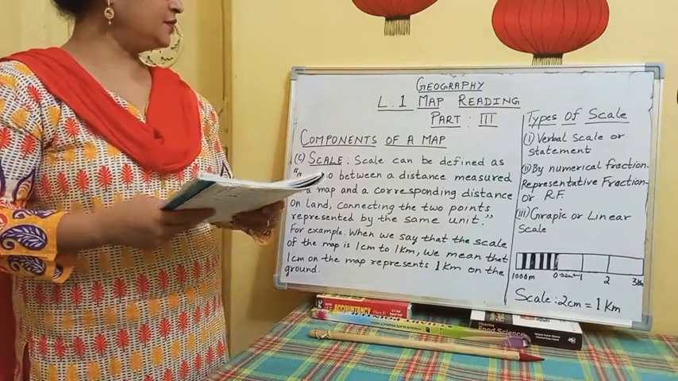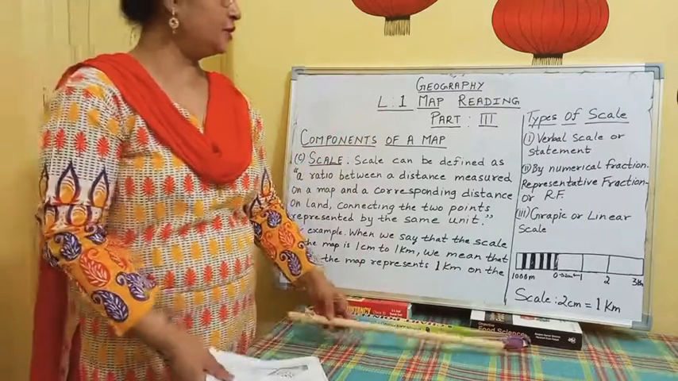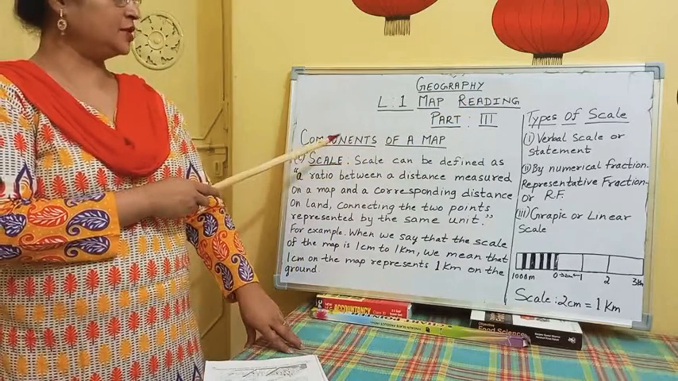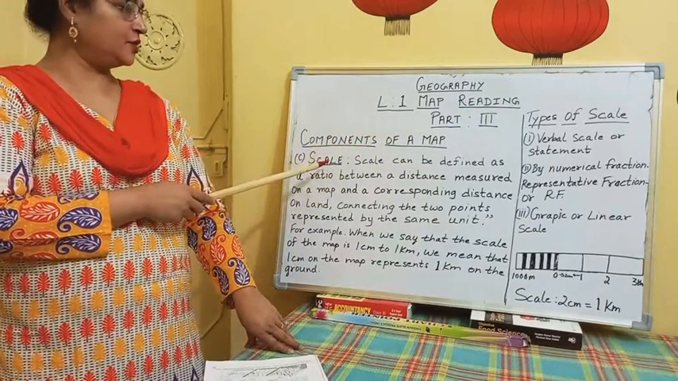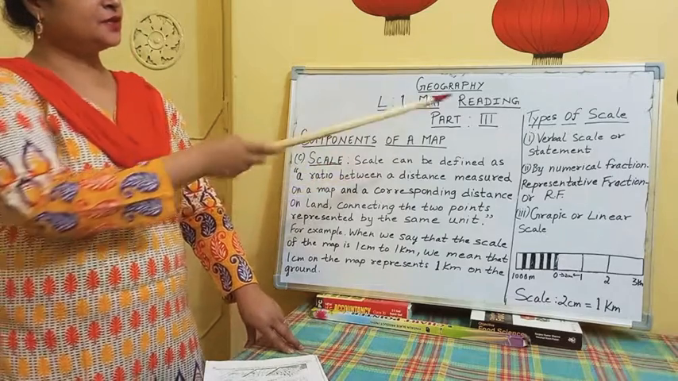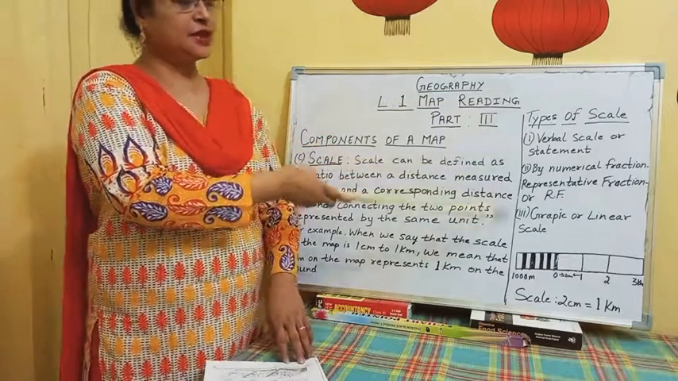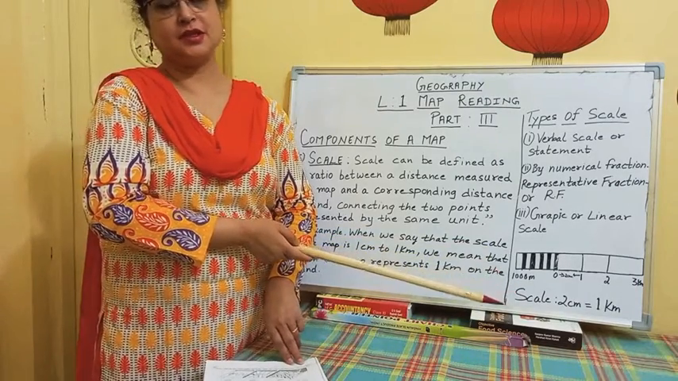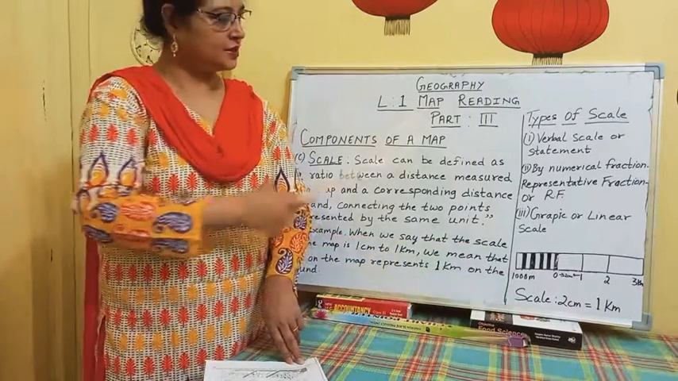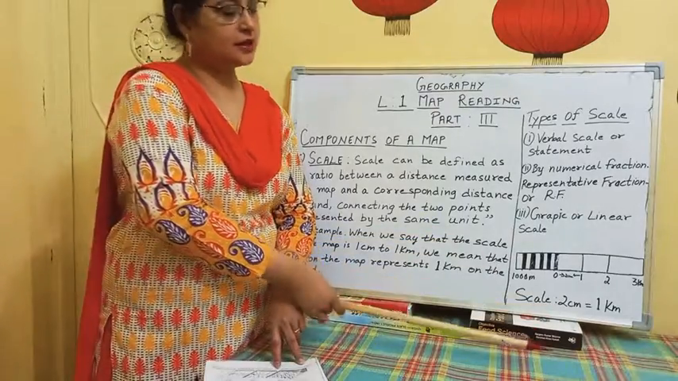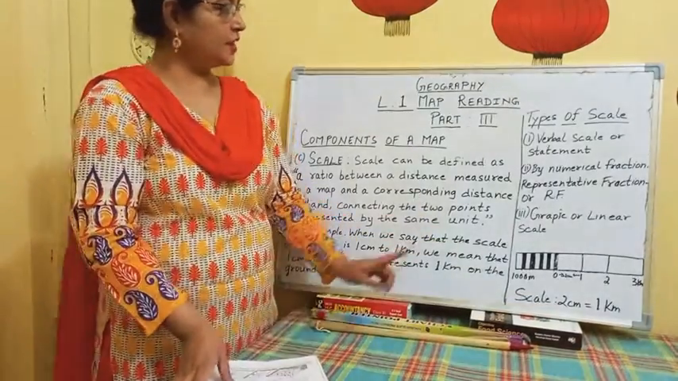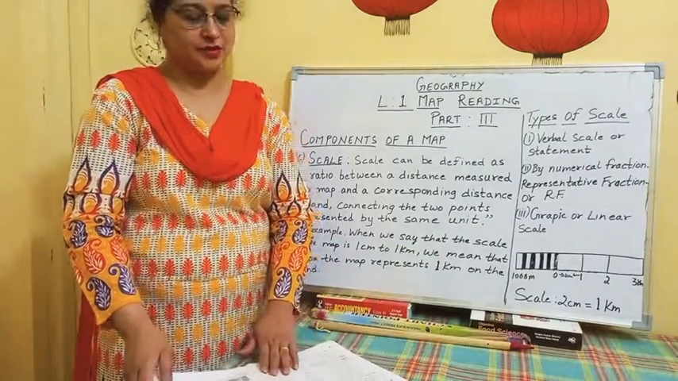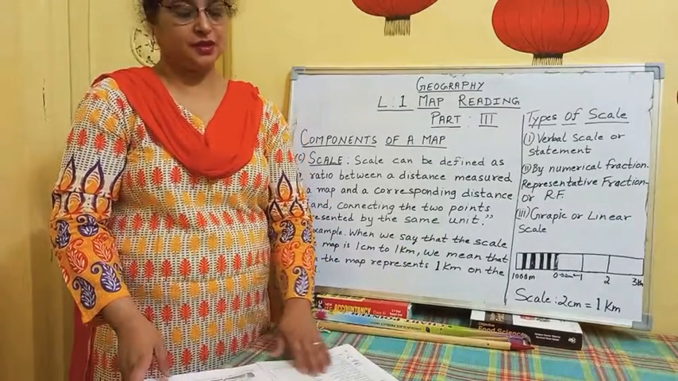So with this, children, we finish. That is part 3 of your lesson 1, map reading, in which today we studied about the third component of a map, that was the scale and the types of scale. There were 3 types of scale which we have done today, along with signs and symbols. Please go through the lesson, this part, so that you all understand nicely. And with this we end the 3 components which are used in a map, children. I hope you have understood. Take care.